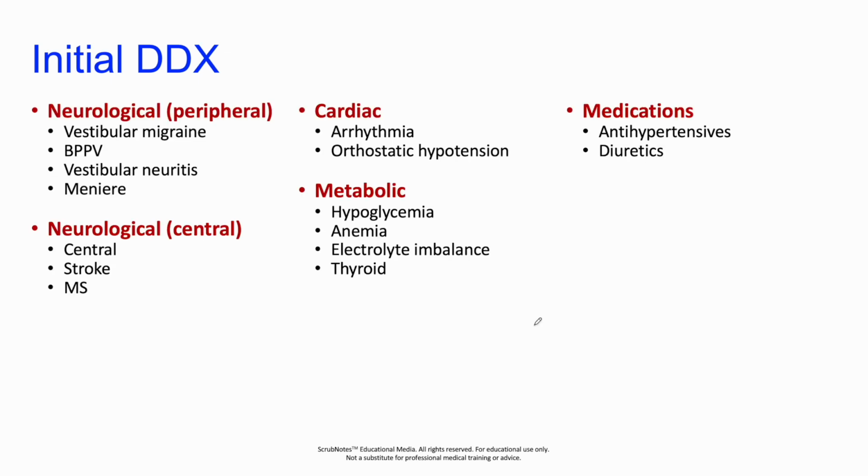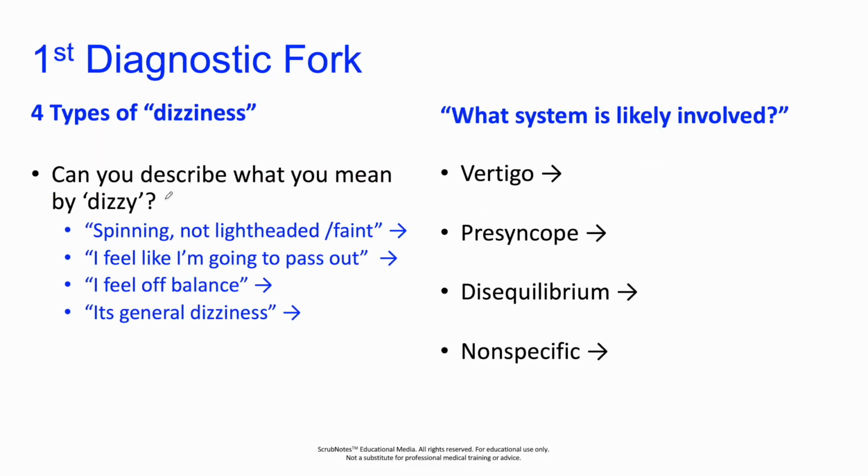Before you enter the exam room with a patient or SP for OSCEs, I'd suggest taking a few minutes to list out a few top differential diagnoses by system or cause for the chief complaint. So for example, in our dizziness case today, that might look something like peripheral neurological causes, central neurological causes, maybe a couple cardiac causes, metabolic, medications, and even psych. So now we come to our first diagnostic fork, where we can ask more clarifying questions to help us understand what the patient means by dizzy.